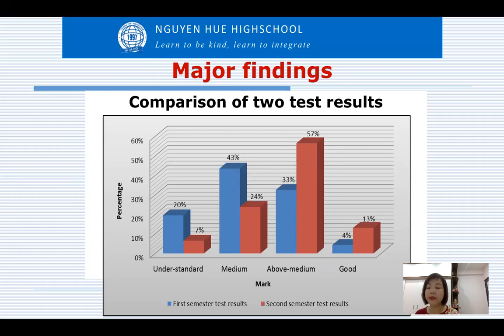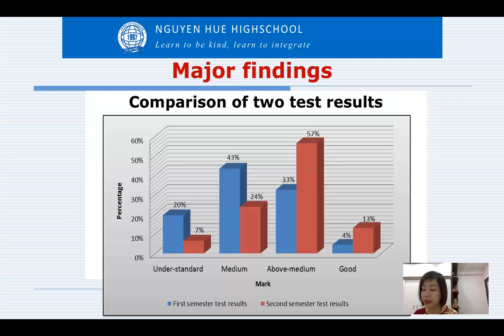Okay, with the first semester test results, you can see on the screen in blue, there were a total of 9 students with English competence under requirement who got marks from 2 to 4, which accounted for about 20% of the class. The number of pupils with medium and above medium results was quite large, 35, with their scores between 5 and 7. But only 2 students achieved a good mark of 8, and no one in the whole class could reach a score of 9 or 10.